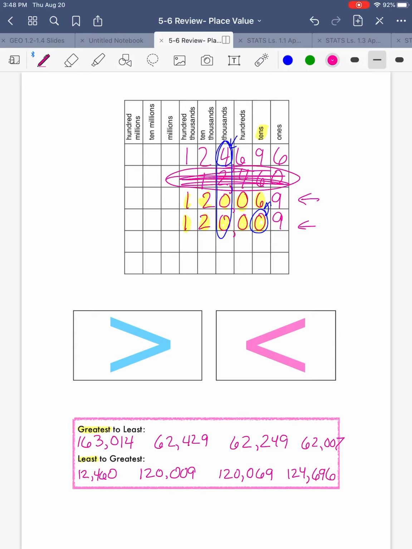In the next video, we're going to talk about how to use greater than and less than symbols to compare two numbers instead of ordering.